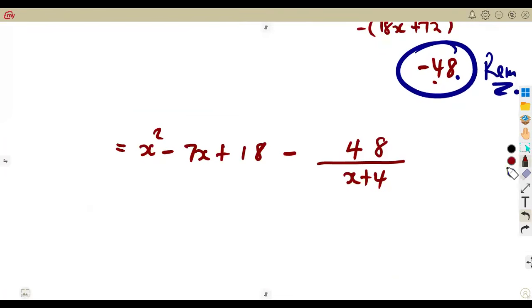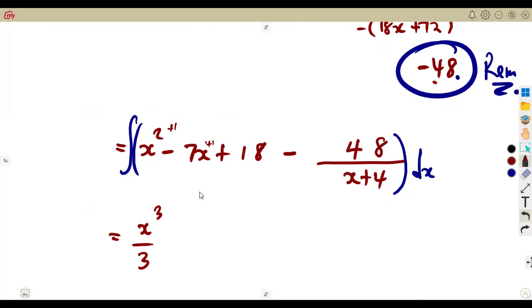So if it was under an integration, that means we are simply going to integrate everything that we are seeing here with respect to x, because these are separate terms that we have there. So what is the integral of x squared? Add 1 to the exponent, that is going to be x cubed over 3. We add 1 here, so that will be minus 7x squared over 2. Here, just going to put x there, so that will be plus 18x.